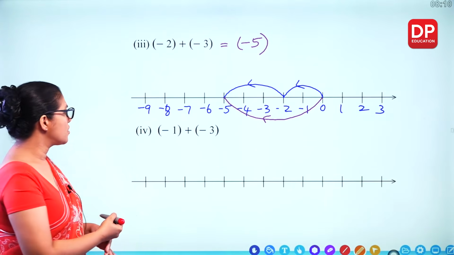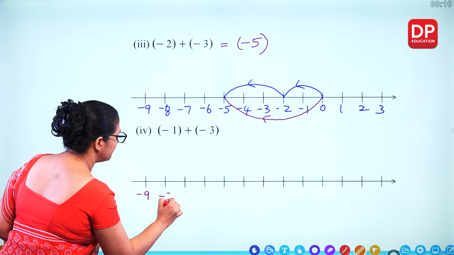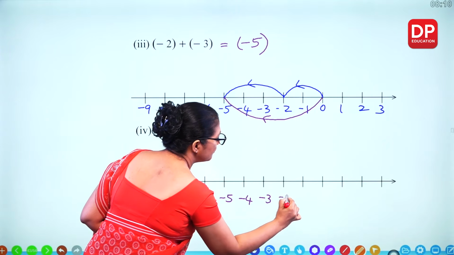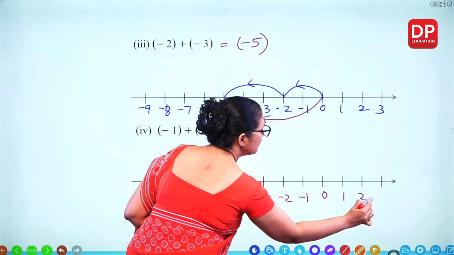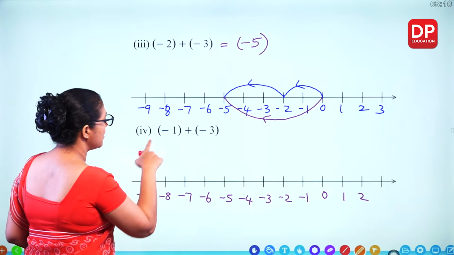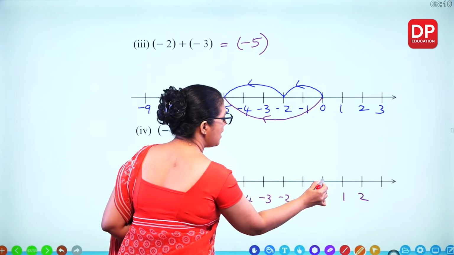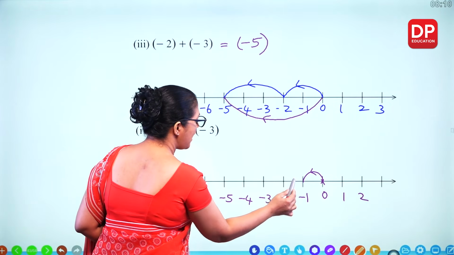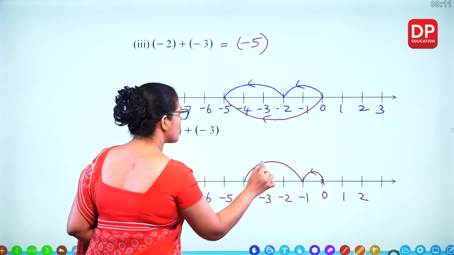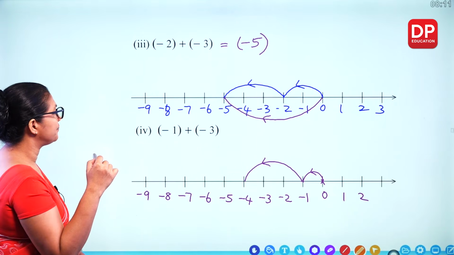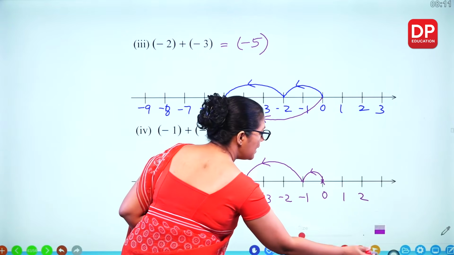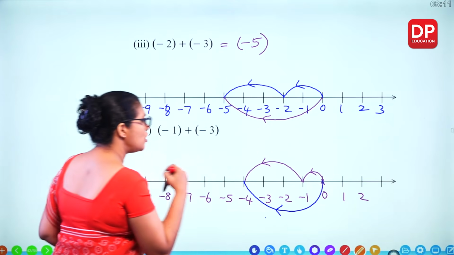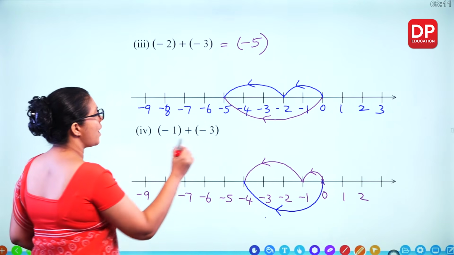Minus 1, minus 3. Starting with minus 1. So initial point, minus 1 means 1 square to the left. 3 more squares to the left, 1, 2, 3. 3 squares to the left. So you get finally 4 squares from the initial point. That's minus 4.